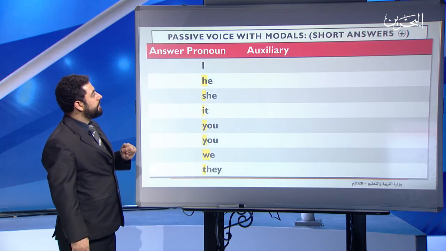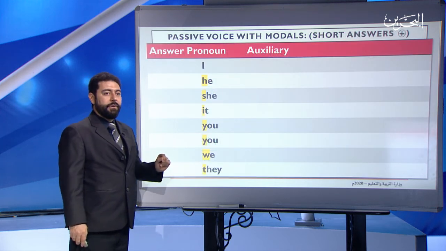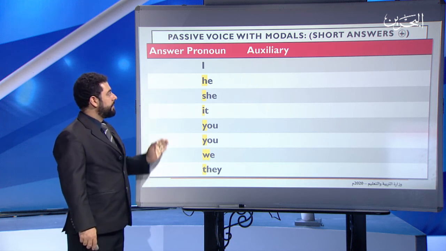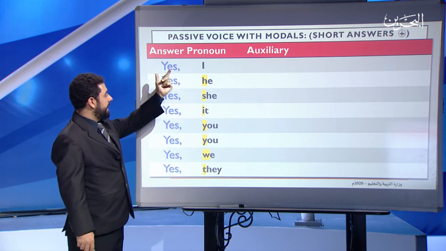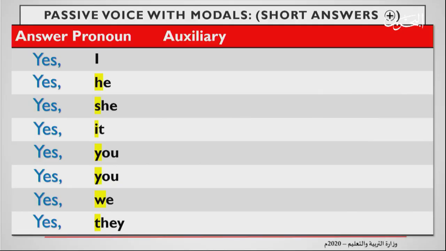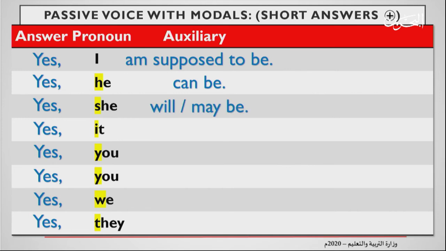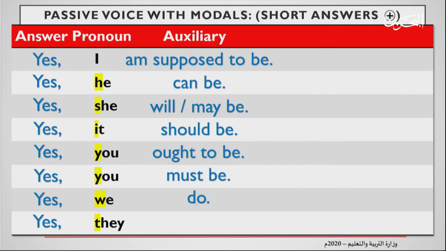All right. Passive voice with models, short answers, okay? Short positive answers. The positive word, as we know it, is yes. So you say yes, plus a comma, plus the pronoun, and then the auxiliaries, that are the models. You say, yes, I am supposed to be. For I, say am. For we, say yes, we are supposed to be. Or it, yes, it is supposed to be. For can, yes, he can be. Yes, she will be, or yes, she may be. Yes, it should be. Yes, you ought to be. Yes, you must be. Yes, we do. Yes, they had better be.